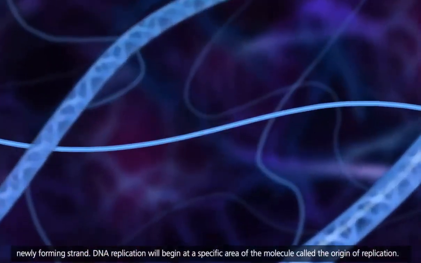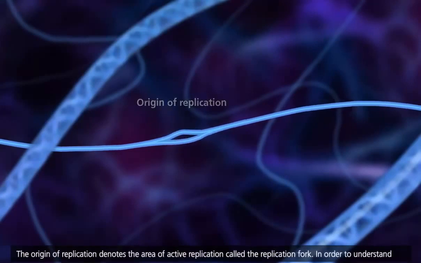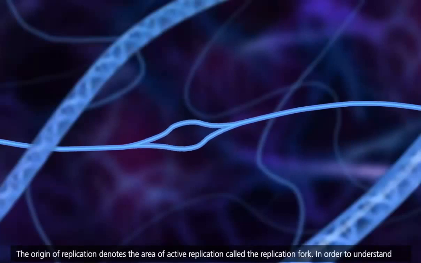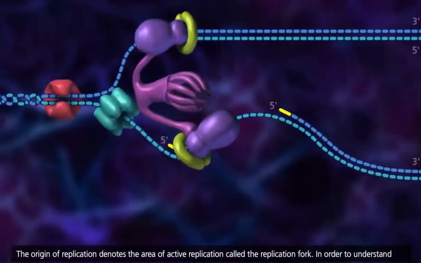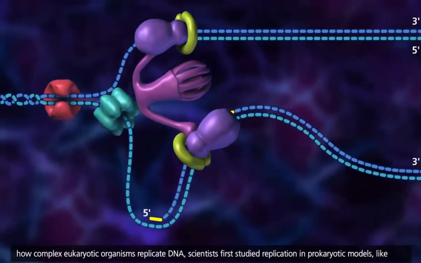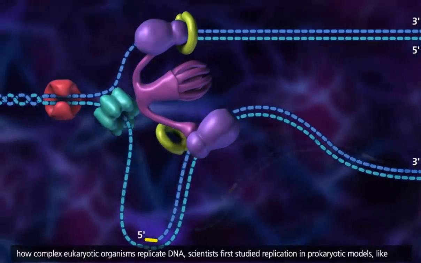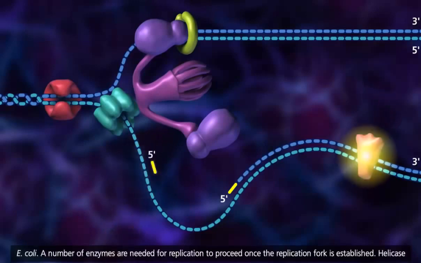DNA replication will begin at a specific area of the molecule called the origin of replication. The origin of replication denotes the area of active replication called the replication fork. In order to understand how complex eukaryotic organisms replicate DNA, scientists first studied replication in prokaryotic models like E. coli.